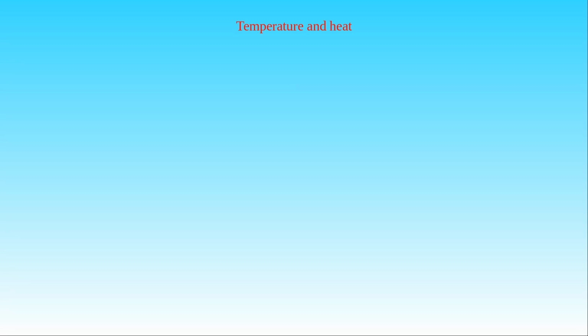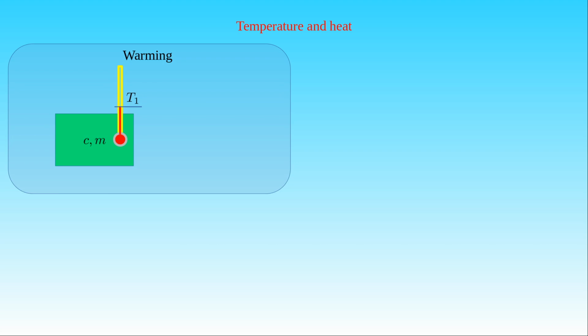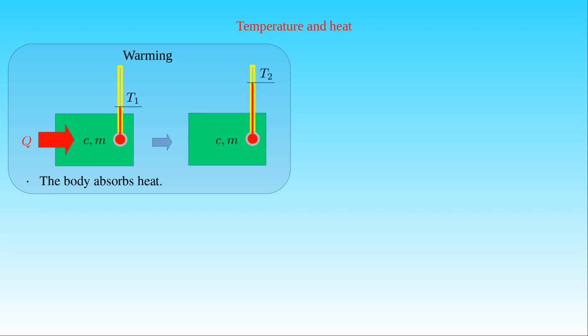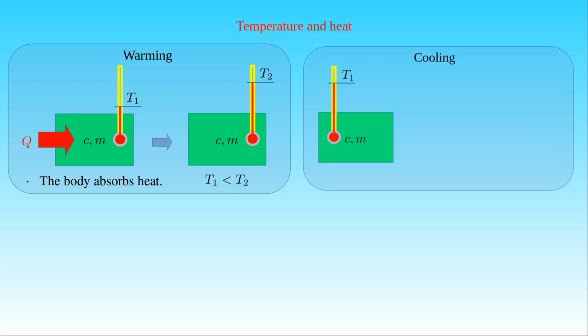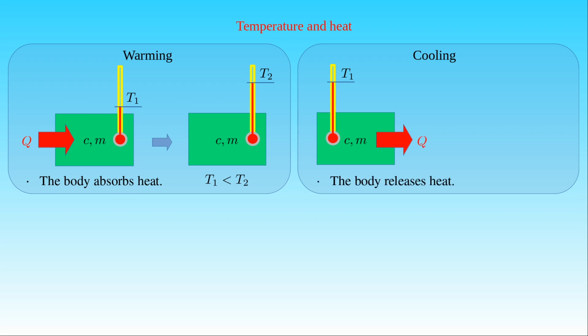Then we can talk about 2 cases related to the transport of heat between a body and its environment: warming bodies and cooling ones. A body with mass m and the physical properties characterized by the proportionality factor C at the temperature T1 is warming if the body absorbs an amount Q of heat and its temperature rises, reaching the temperature T2, where T1 is less than T2. In the case of cooling, the body releases an amount Q of heat and the body is cooled to the temperature T2, where T1 is greater than T2.